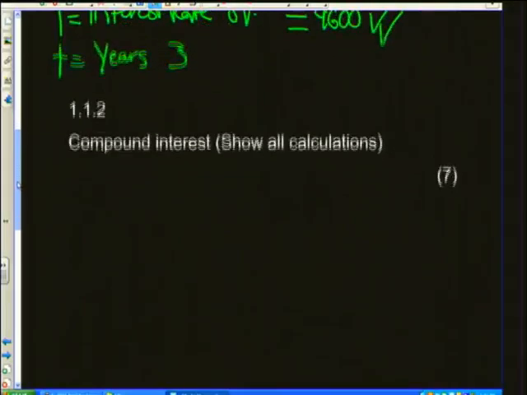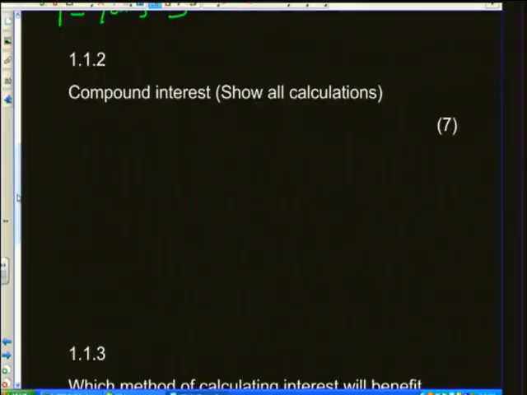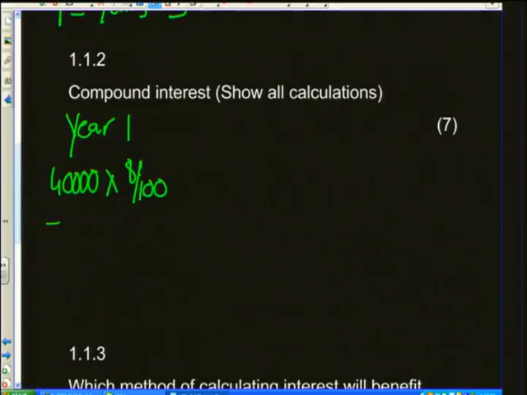Now we have to work out compound interest. I understand that there's a formula for compound interest, and you can plug in all the information and it'll give you the answer. However, they're not asking for this. If you look at the question, it is for 7 marks, so they want us to show all the calculation. So we're going to go through it year by year. Year 1: it is 40,000 times 8 over 100, and that's going to give us an answer of 3,200. That's how much interest we have earned in year 1.